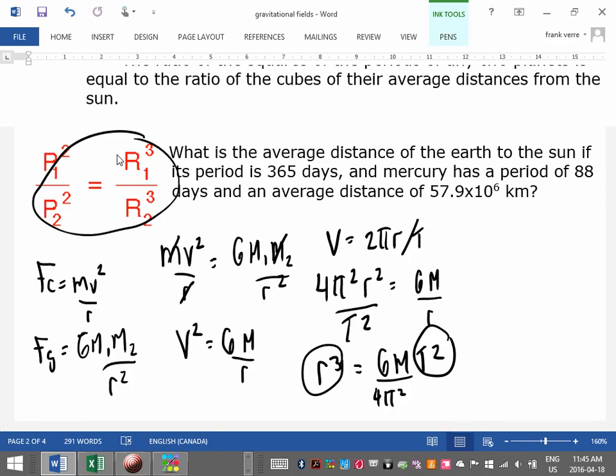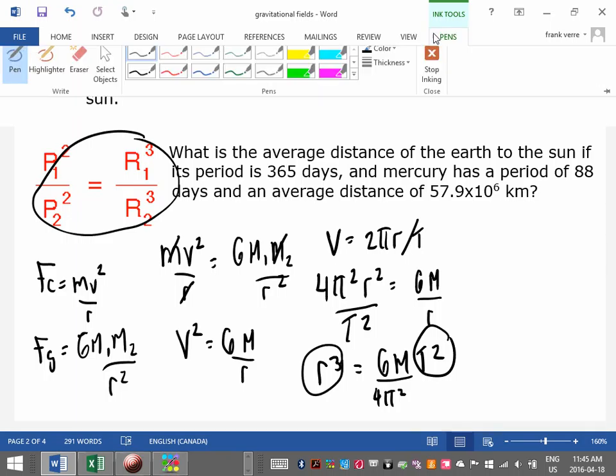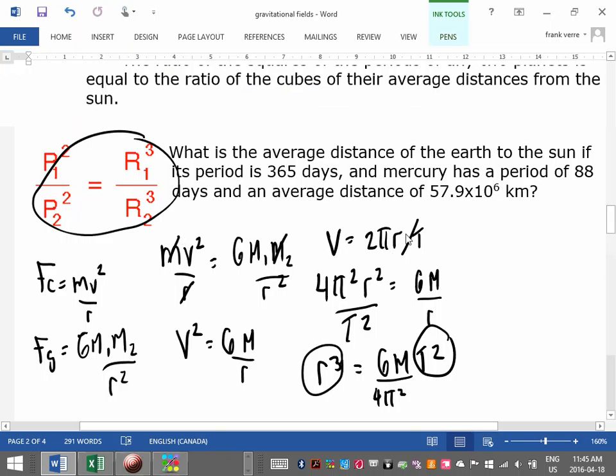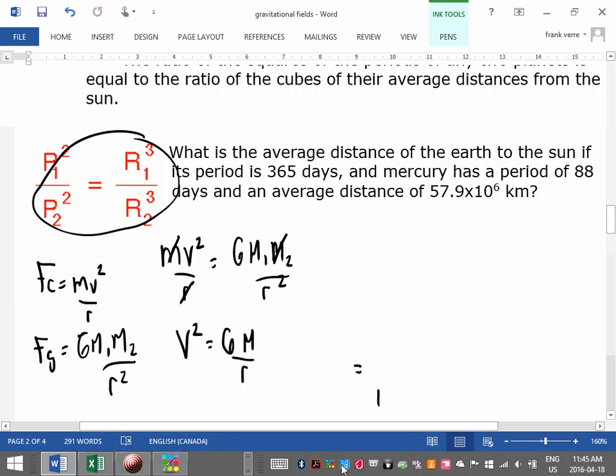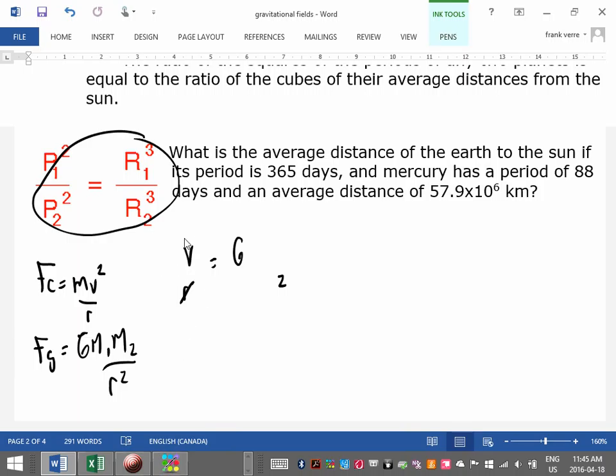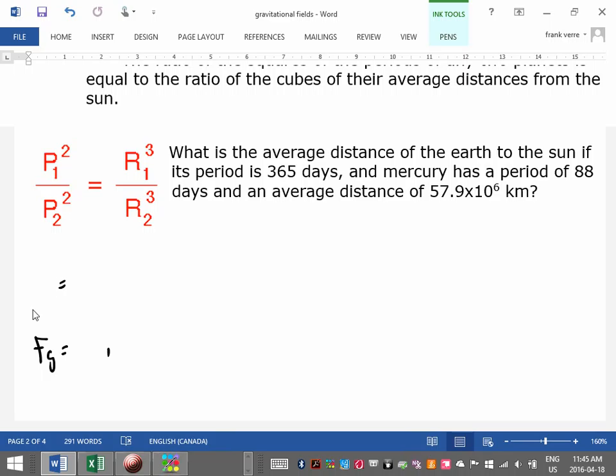So don't worry, you don't have to write all of this down. We've already looked at this in chapter 3. Okay? So I'm going to erase that. I just want to show you where that ratio came from. It just didn't come out of nowhere. So let's just get rid of this.